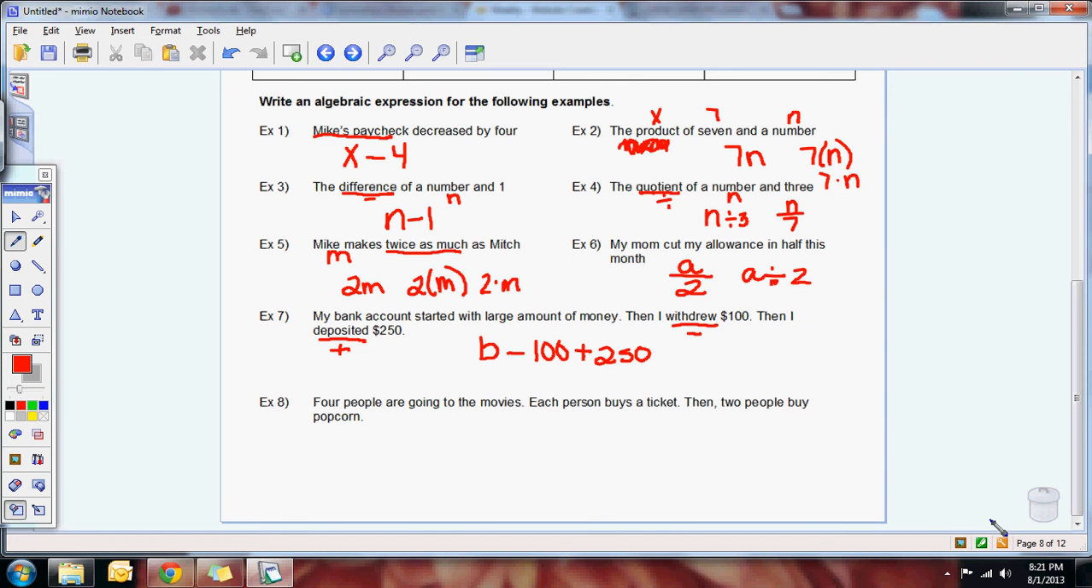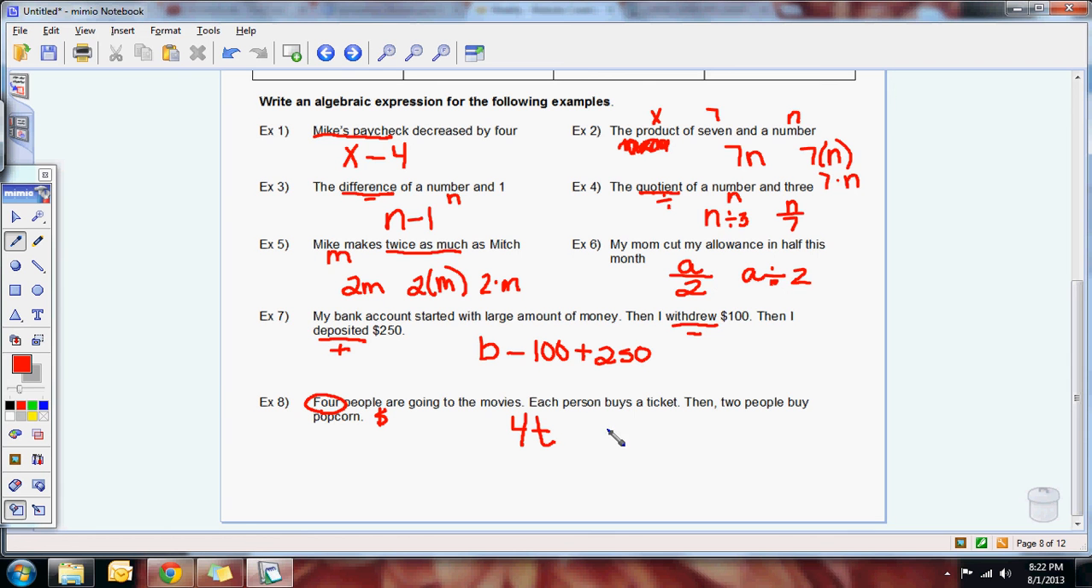All right, last one. You have 4 people going to the movies. Each person buys a ticket. Then 2 people buy popcorn. So this is a little interesting because we've got a lot going on here. So we know we have 4 people, and each of them is going to buy a ticket. We're trying to figure out how much money. It doesn't really say, but I'm guessing they want us to know how much money is being spent. So we have 4 people, and they're each going to buy a ticket. To figure out how much money that is, you're going to multiply that by T, or x, whatever you want to stand for the ticket. When you are figuring that kind of stuff out, that means multiplying.